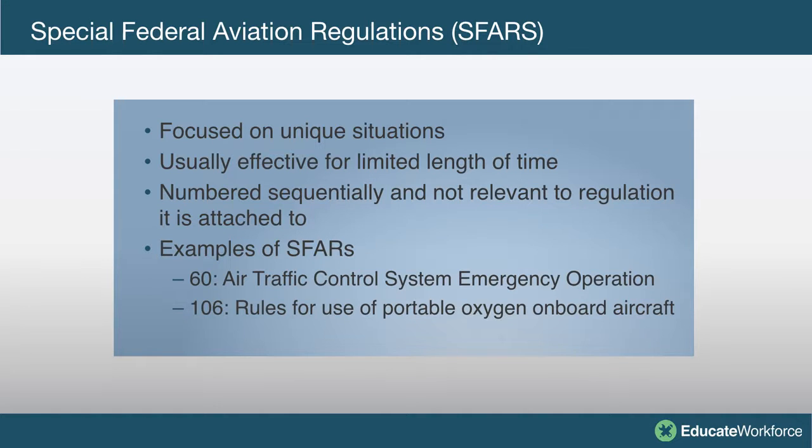For example, a dash 60 would be Air Traffic Control System Emergency Operation. Or a dash 106 is going to be a rule for use of portable oxygen on board the aircraft. Again, focused on unique situations, and the numbering system is going to be sequential, so you're not going to be able to follow the number and expect to find it attached to anything specific.